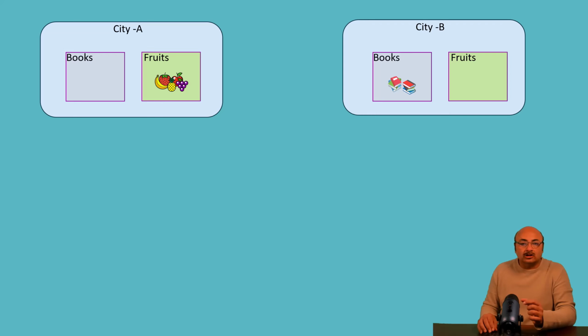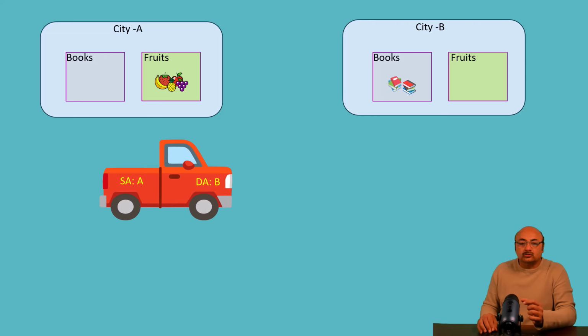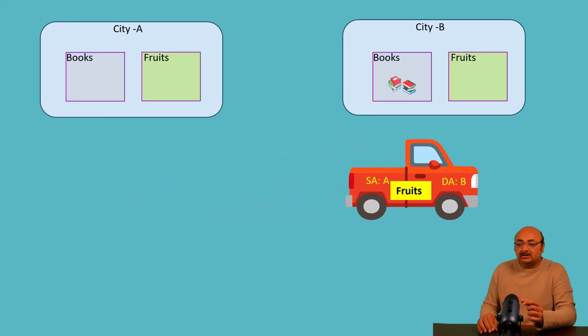Similarly, if I have to transport the fruits, the process repeats in an identical manner. The fruits are put in a box. The box is loaded on the pickup truck. This time on the pickup truck, I put the label as fruits. The pickup truck is then dispatched to the destination.